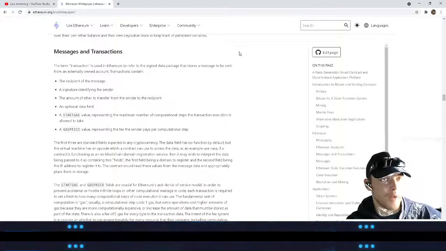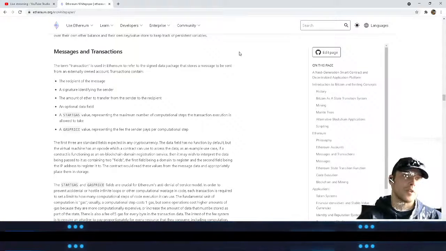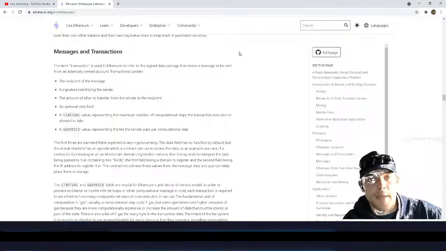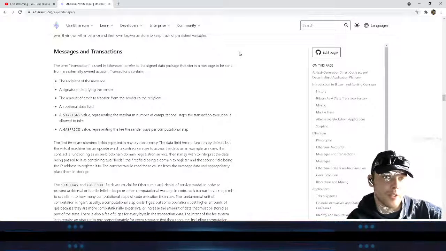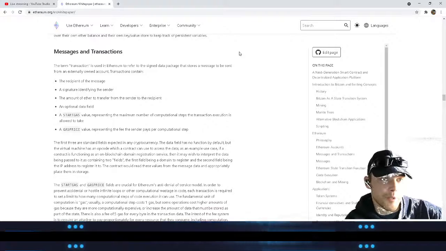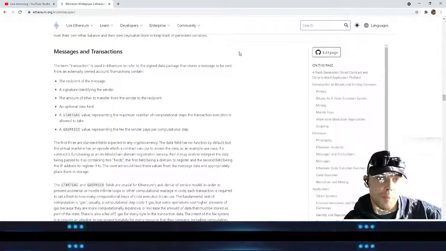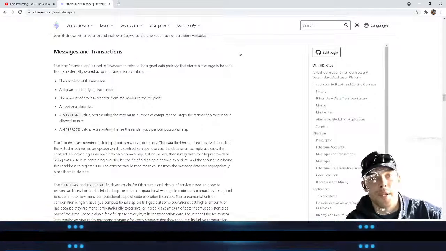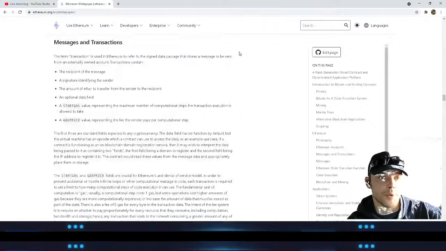The first three are standard fields expected in any cryptocurrency. The data field has no function by default, but the virtual machine has an OP code which a contract can use to access the data. As an example use case, if a contract is functioning as an on-blockchain domain registration service, then it may wish to interpret the data being passed to it as containing two fields, the first field being a domain to register and the second field being the IP address to register it to.